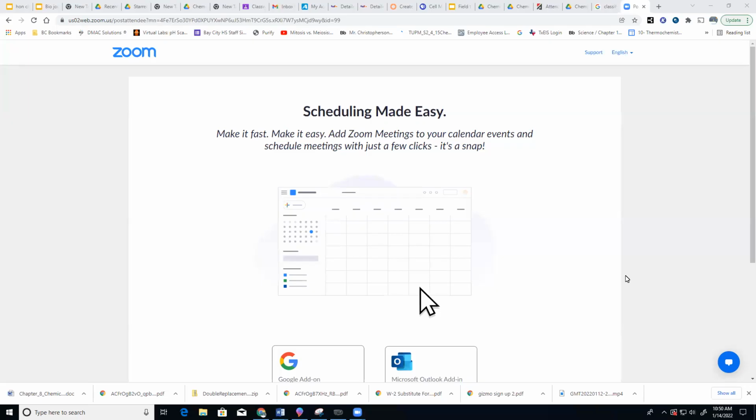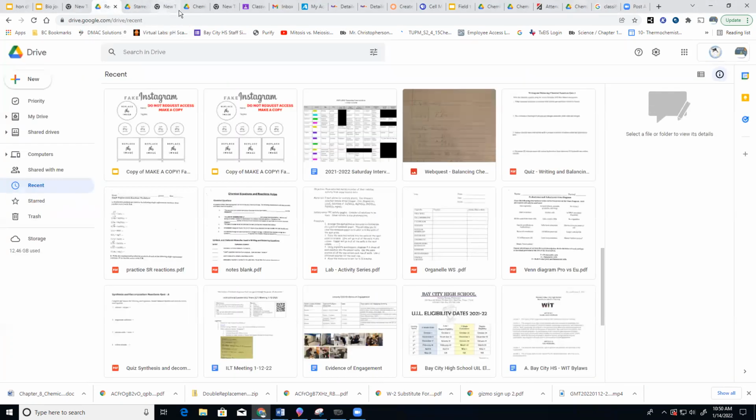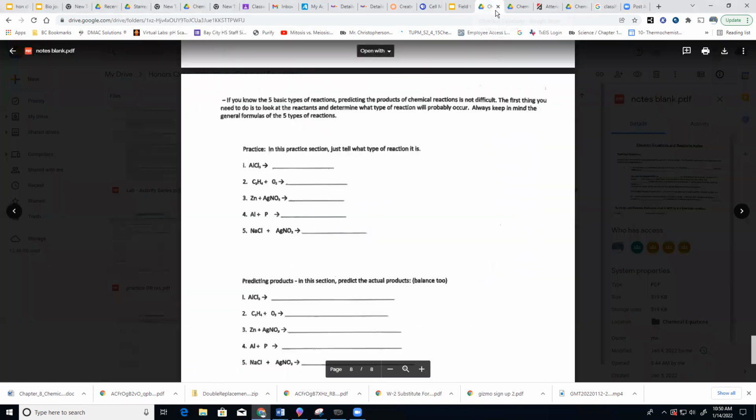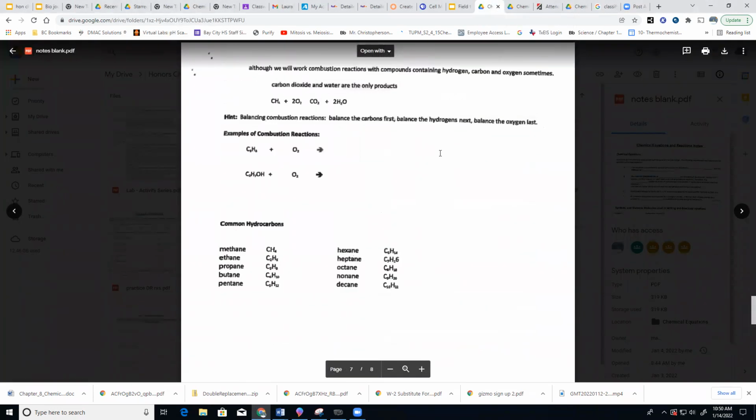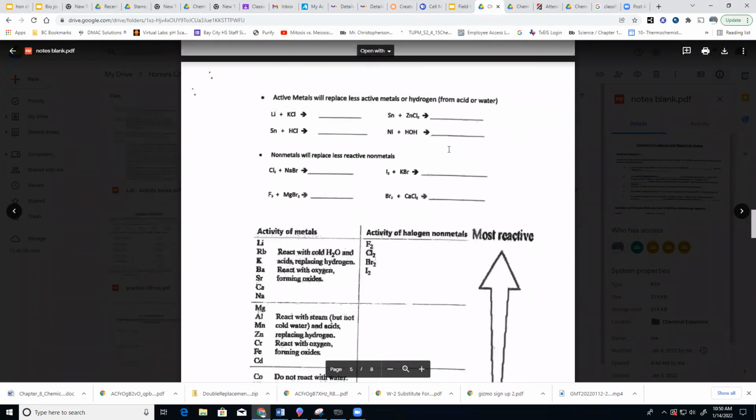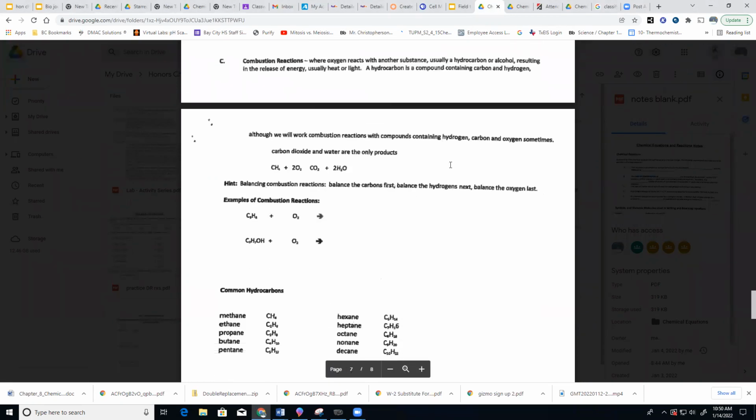All right, on your notes, we're going to skip single replacement. I'm sorry, double replacement right now, and we're going to do combustion. So there's a little bit of combustion at the bottom of that page.